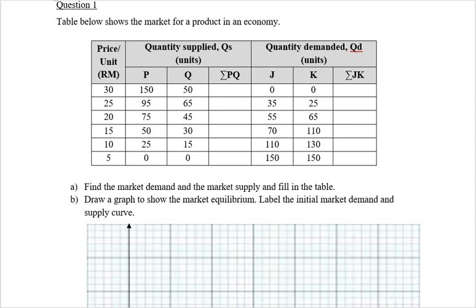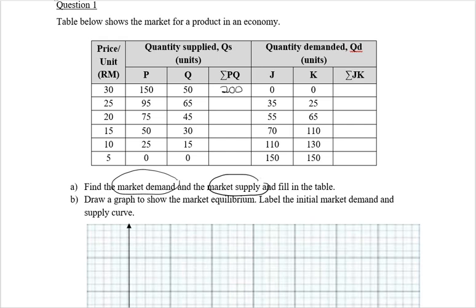Okay, so for quantity supplied, to get the market supply, you add P with Q. So what you have to do here is add the quantity supplied by P and the quantity supplied by Q. Alright, so 150 you add with 50. Okay, what you're going to get here is 200. So you put here 200. That is for question A here. Find the market demand and market supply.